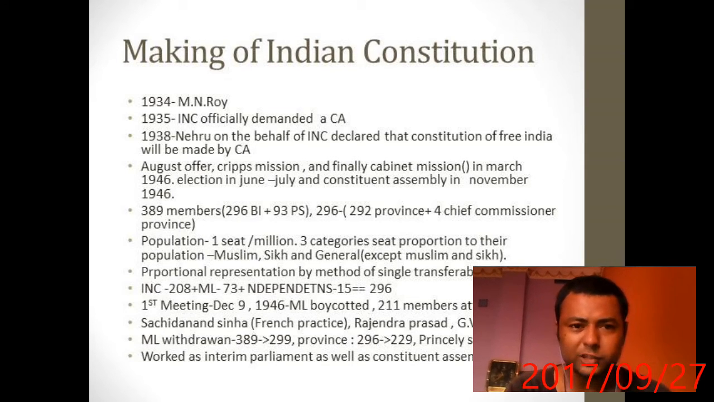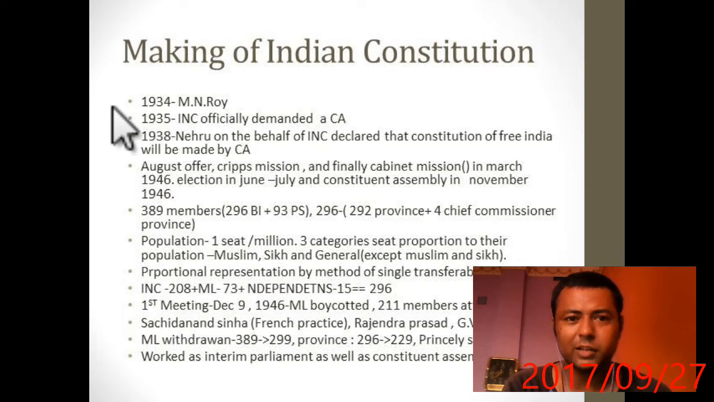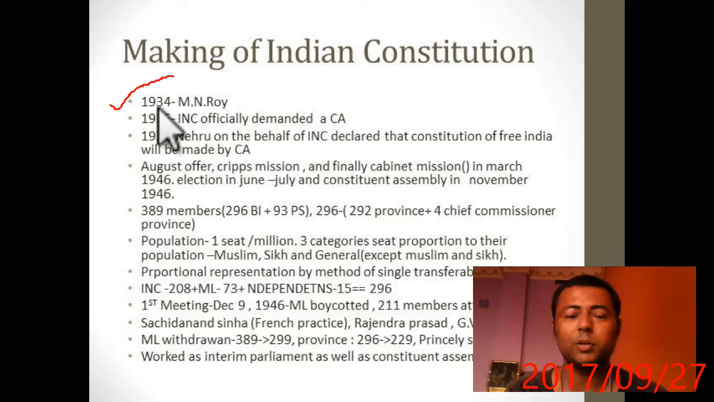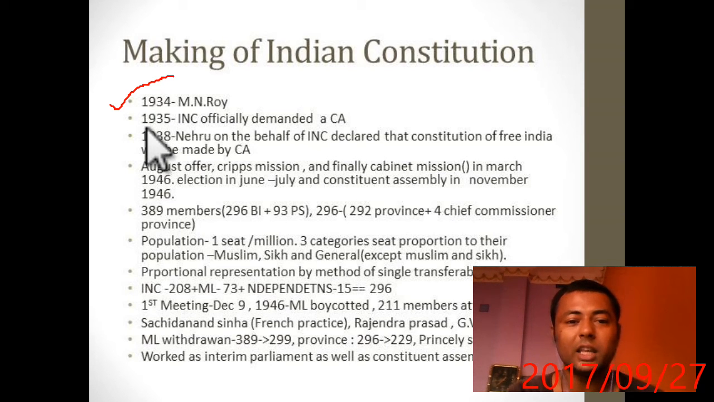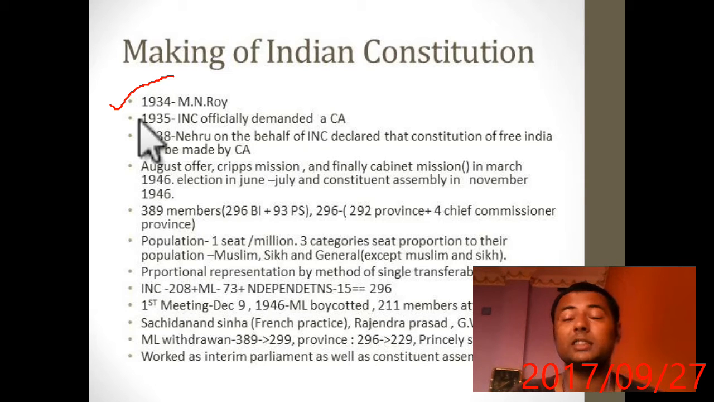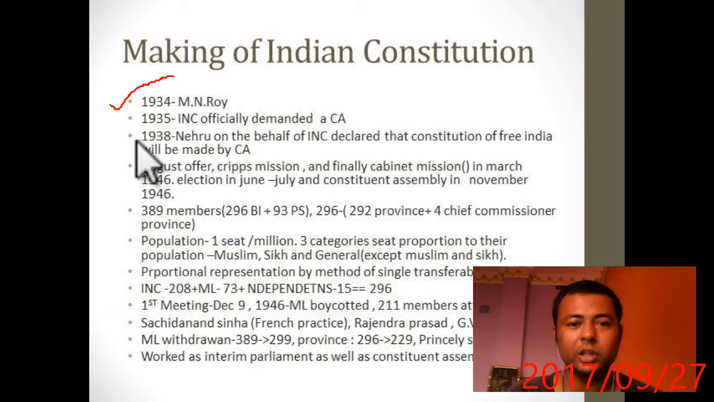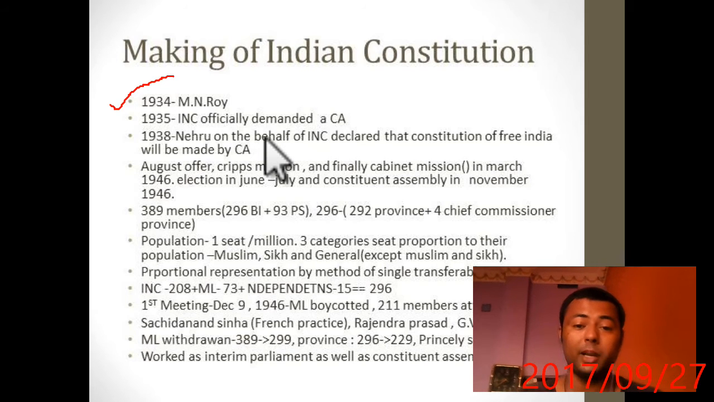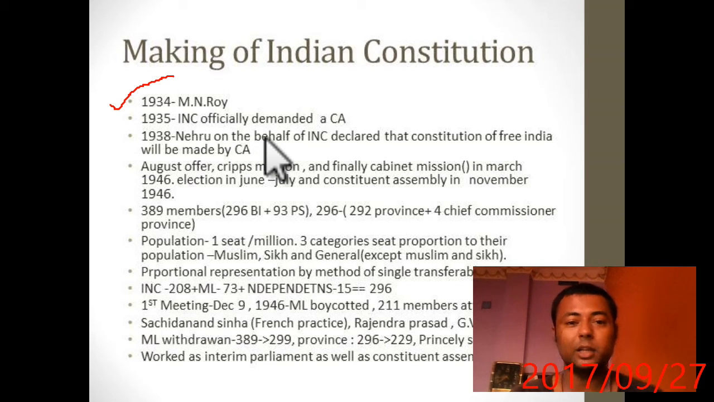First of all, it was the idea given by M.N. Roy, a communist, and he was the first person to propound the idea of a constituent assembly and an Indian Constitution. After that, in 1935, the Indian National Congress officially demanded a constituent assembly to draft a constitution. In 1938, Jawaharlal Nehru, on behalf of the Indian National Congress, declared that the Constitution of Free India would be made by a constituent assembly chosen by the people. What happened after that?